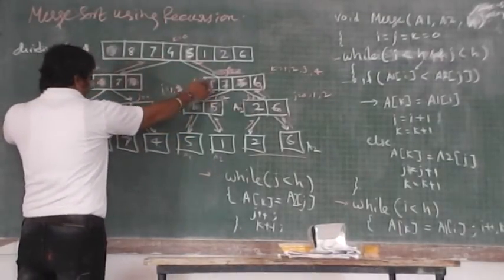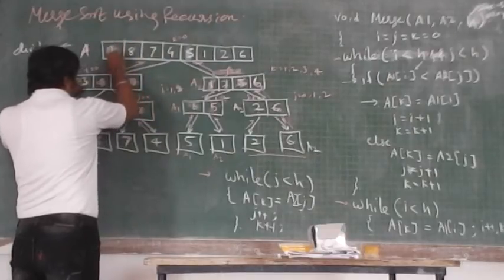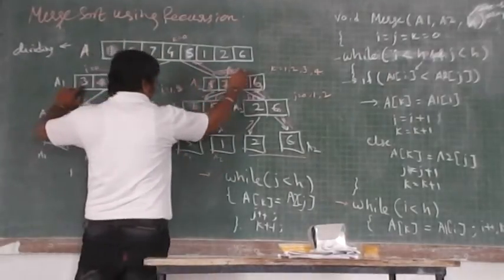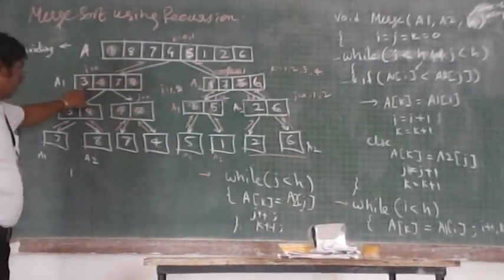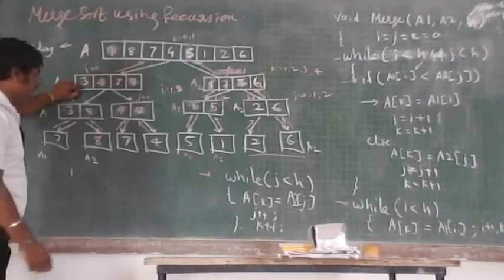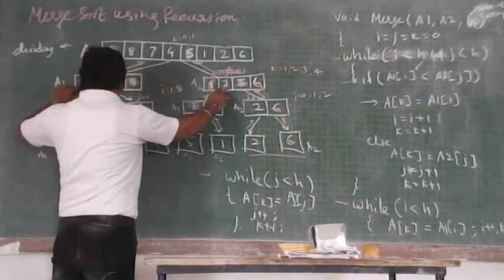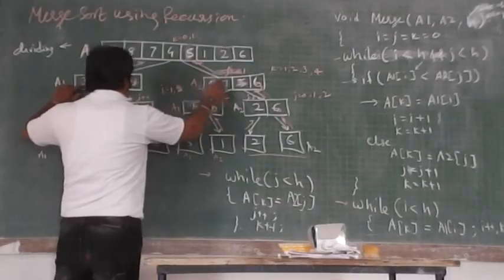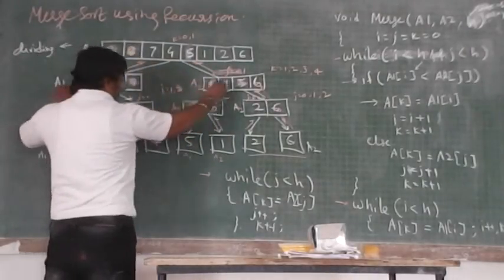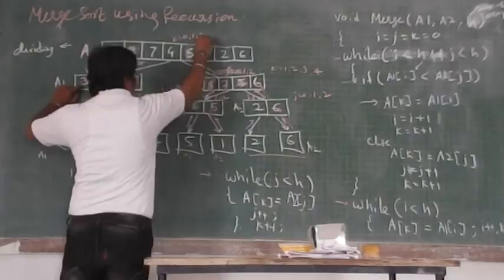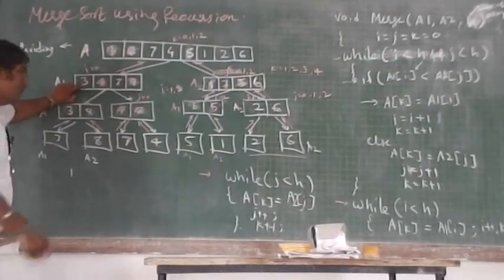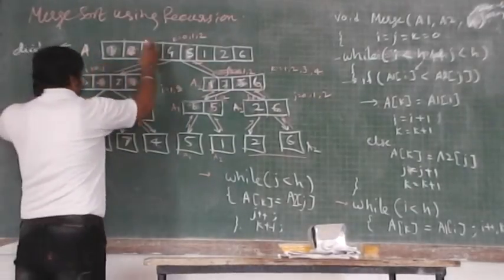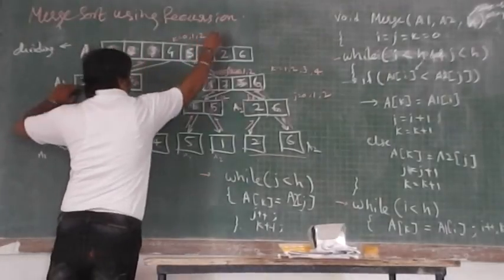So I compare this element with this. I found the A2 element is less. I move it in. So what do I do? J increments, K increments. So this 3 I again compare with 2. Here I found 2 is less. 2 I move into its parent array. J increments, K increments. 3 I compare with 5. This I found is less. In that case, I increments. This 3 goes here. K increments to 3.